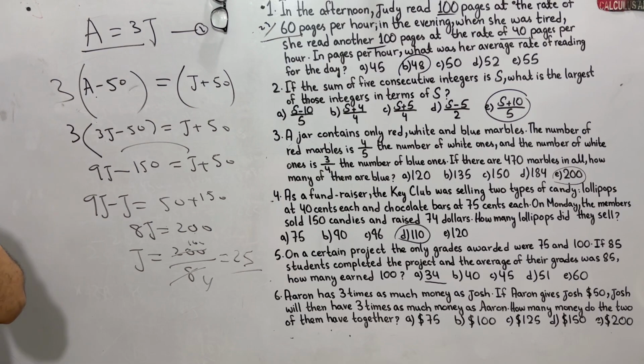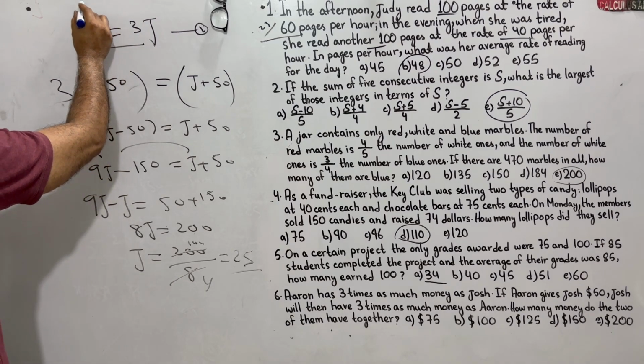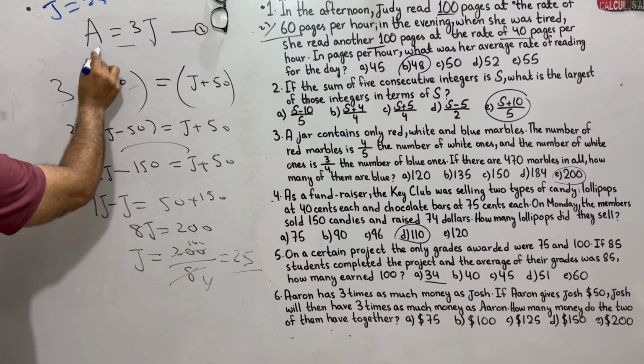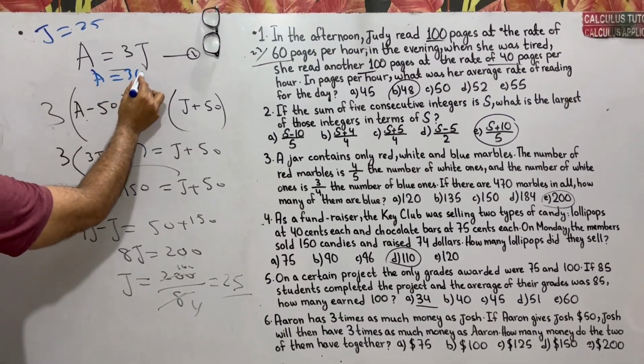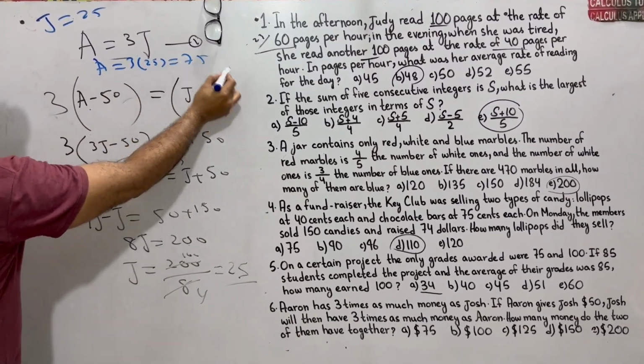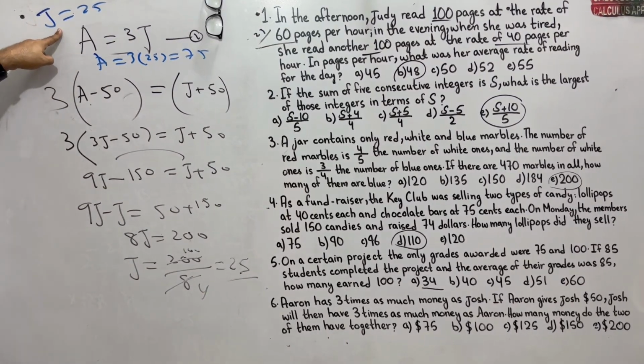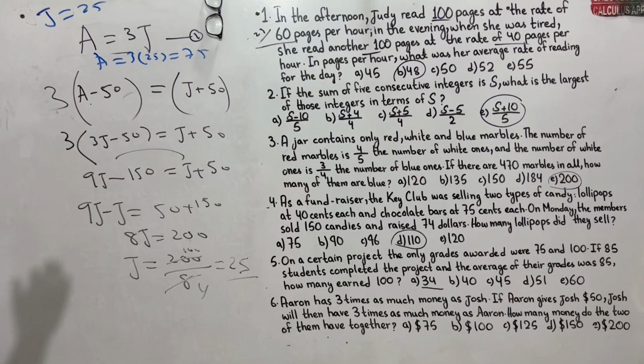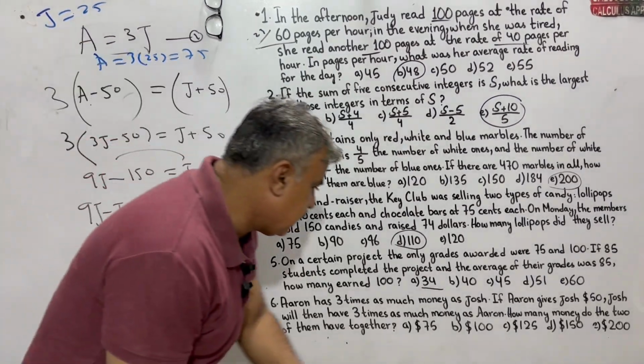So Josh has $25. Aaron is going to have 3 times 25, which is 75. Josh 25, Aaron 75. If you add them, 25 plus 75, it will become 100. So 100 is the answer.